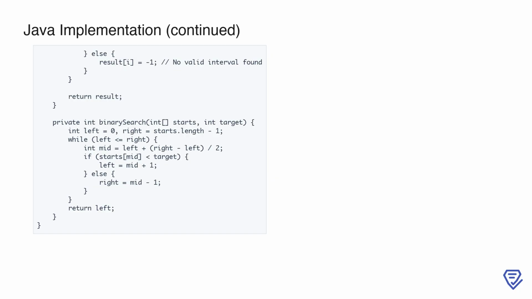If it is, we move the left pointer to mid plus 1. Otherwise, we adjust the right pointer to mid minus 1. This process continues until the pointers converge, at which point left will point to the desired position. The method then returns left as the index of the smallest valid start point. This binary search approach ensures that the solution is both efficient and scalable, even for larger input sizes.